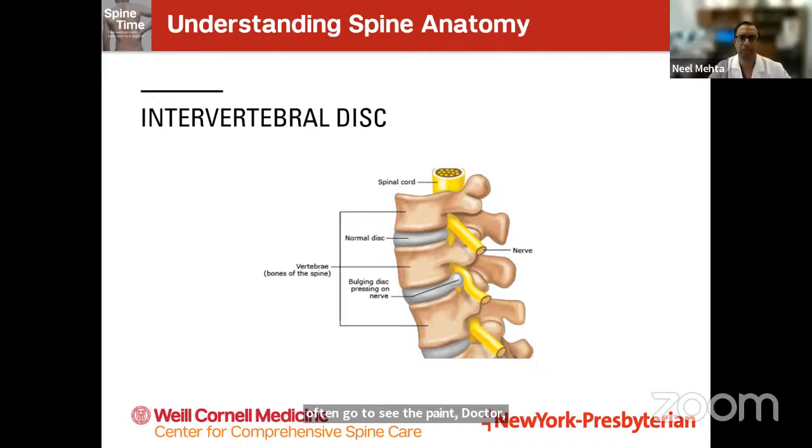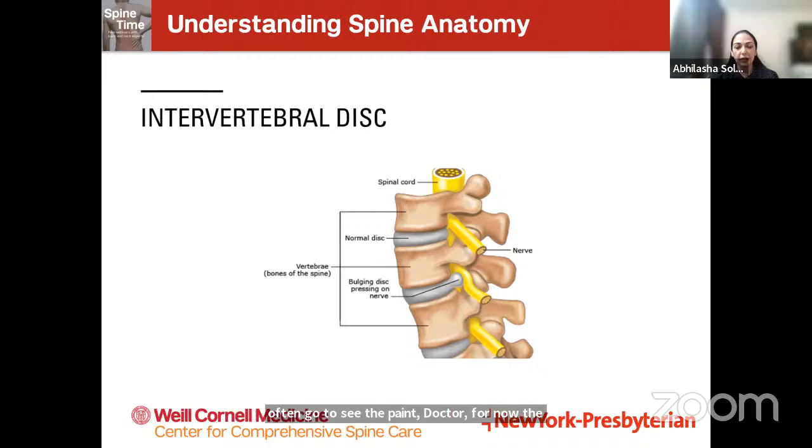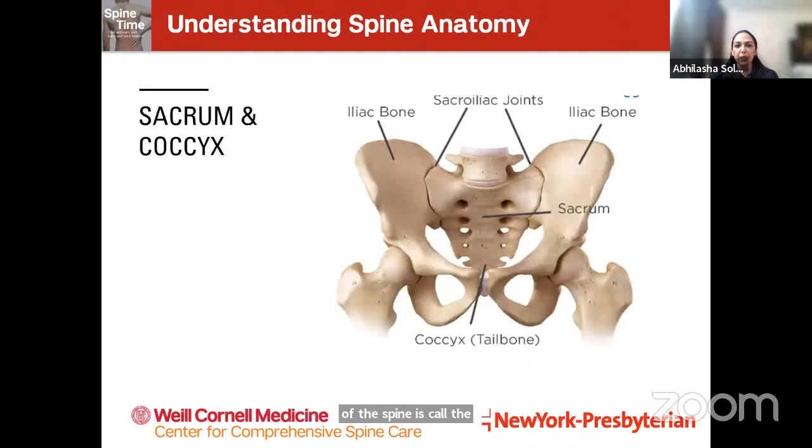Okay. Now, the last bit of the spine is called the sacrum and the coccyx. So as you can see, the sacrum is this triangular bone, which is in the lowest part of the spine. It is formed by fusion of sacral vertebral bodies. And on either side of this, you can see a big bone. That's the ilium, or the iliac bone of the pelvis.